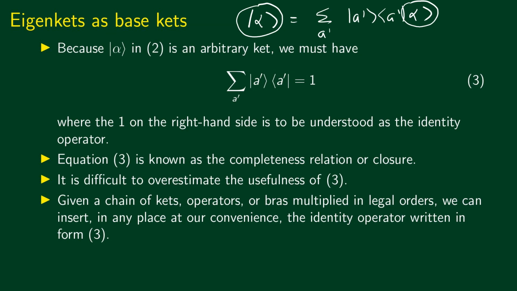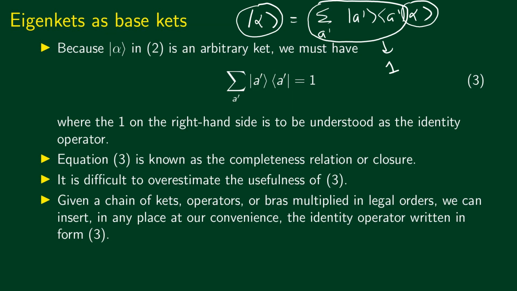Now this is true for any ket in that space. This is true for any ket, which means that this thing appearing here, this operator, must be the identity operator. This must be the identity operator. The identity operator will be denoted as 1. Remember, this is an operator.